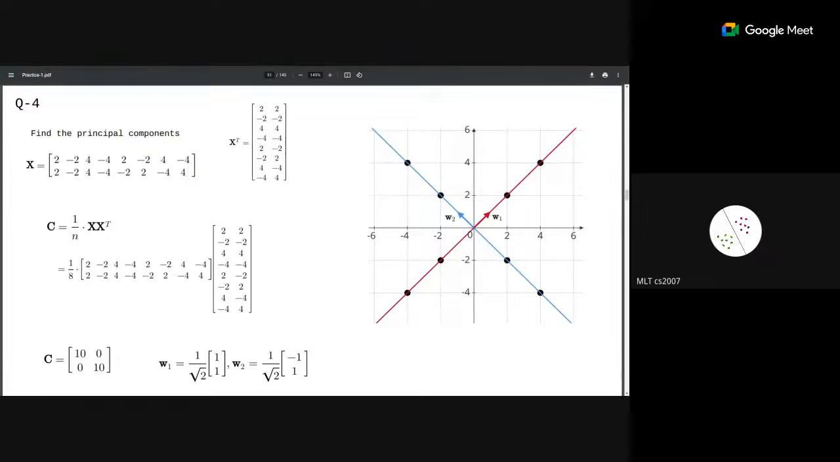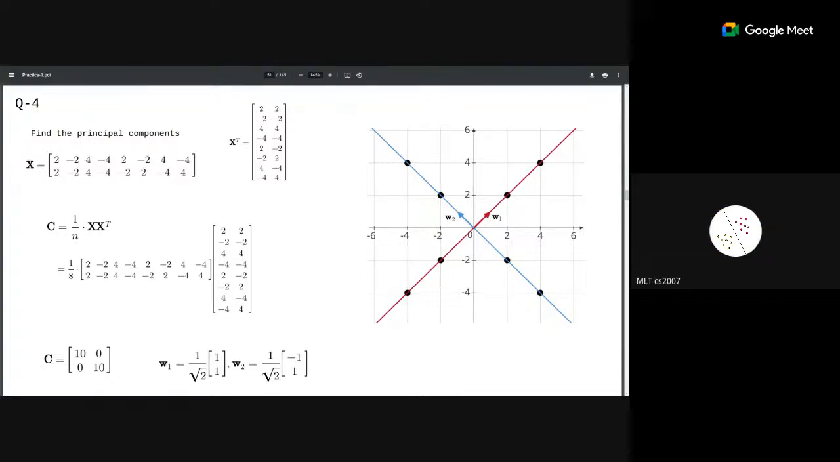Or is this the only answer? To normalize it, right? This is already normalized. The norm of W1 is 1, the norm of W2 is 1, and they are perpendicular as expected. So it all works out fine. Now, is this the only answer possible? Sir, (1, 1) we can make (-1, -1) also, and (-1, 1) we can make (1, -1) also. Correct, we can do that. We have one more answer.